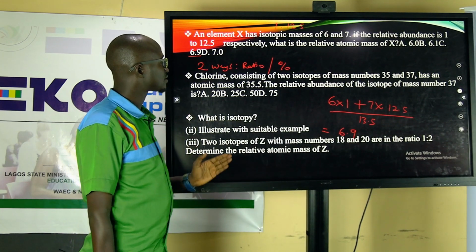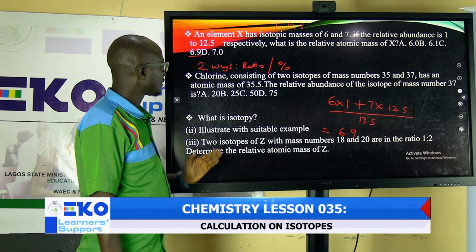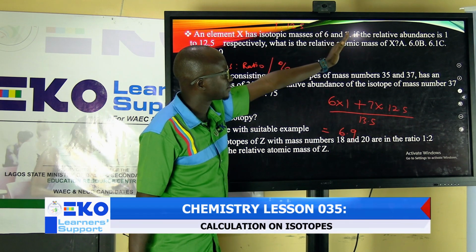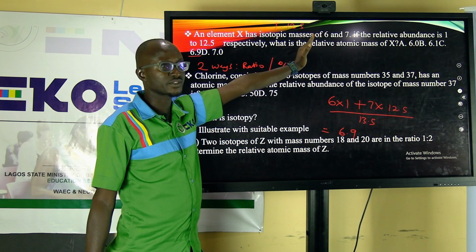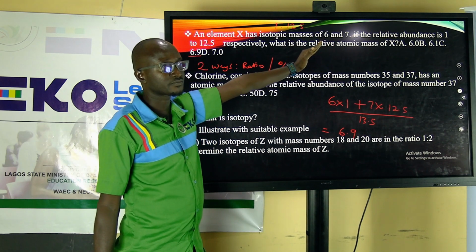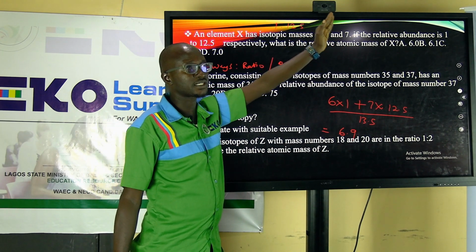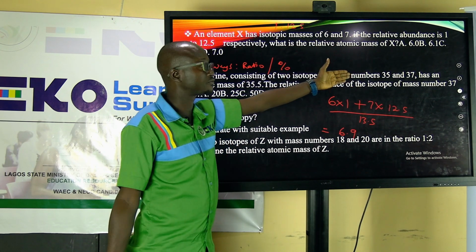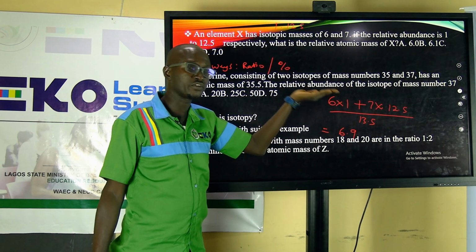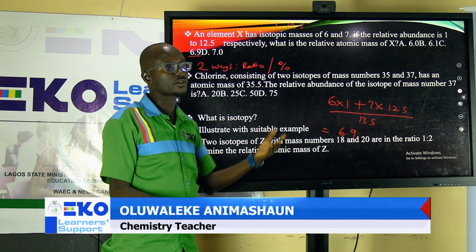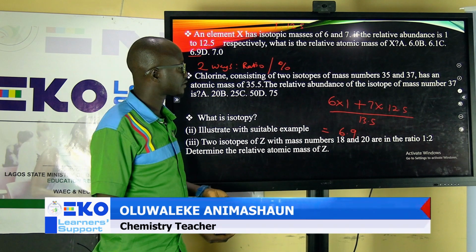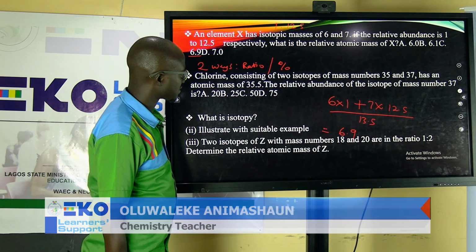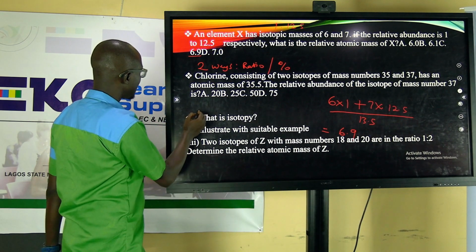Remember, to calculate relative atomic mass, you multiply the mass number with the relative abundance of that particular element, or the ratio, as the case may be. You do it for the first mass and you add it to the second mass. Sometimes it might be more than 2. Then you divide by the sum of the ratios. If it's a percentage, of course, our total is normally 100. So that's the answer for that question. Let's move to the second one.